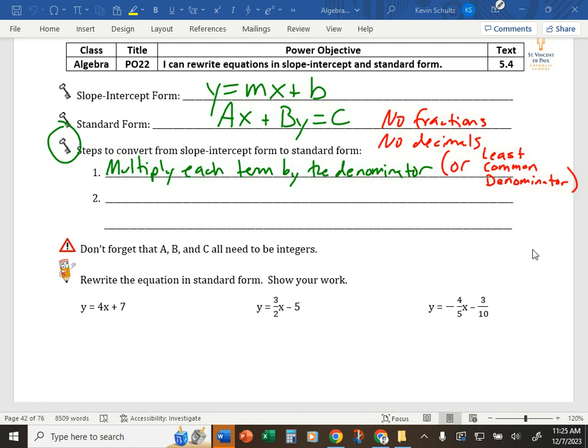Step 2, if you'll notice, another difference between slope-intercept and standard form. In slope-intercept, look at where x and y are, opposite sides. In standard form, they're on the same side. So once you eliminate the fraction, then you want to move that x term over to the other side.